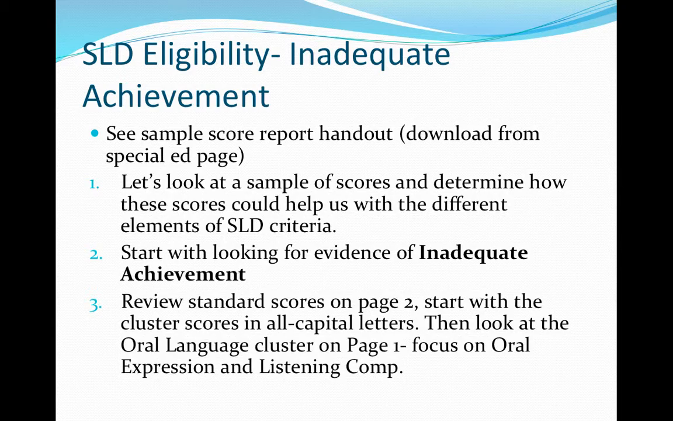Pause this webinar while you take time to review the sample scores again. What evidence is there for inadequate achievement? Looking at the standard scores for each cluster, anything below 90 is below average compared to the norm sample. It is recommended that we focus on specific clusters rather than broad scores.